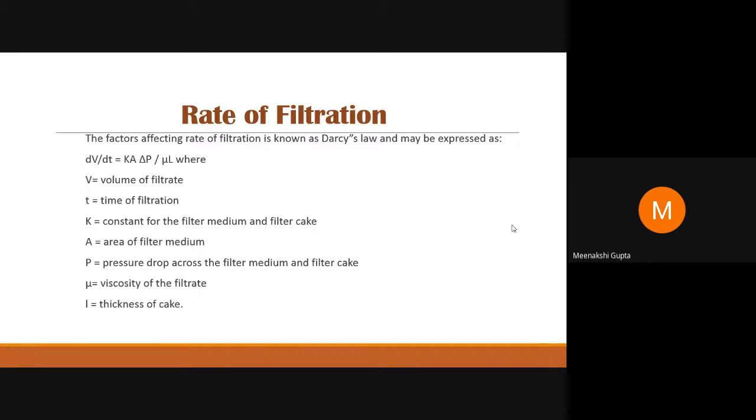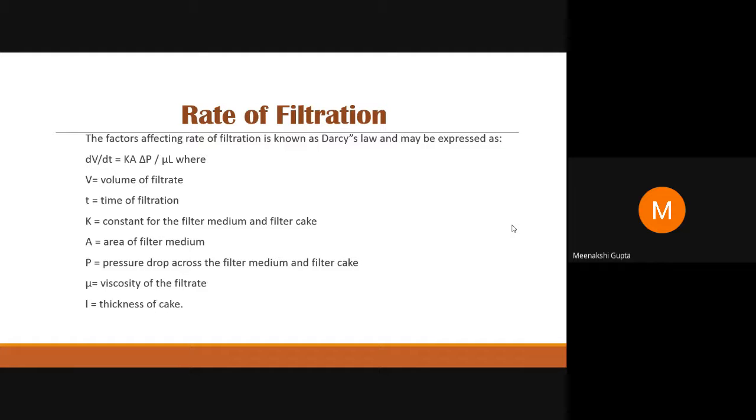For example, A. A is the surface area. If the surface area is more, the filtration is faster. If the surface area is less, the filtration is slower. In this we can see the rate of filtration is directly proportional to A, that is, surface area. So if we increase the surface area, the rate of filtration will automatically increase.